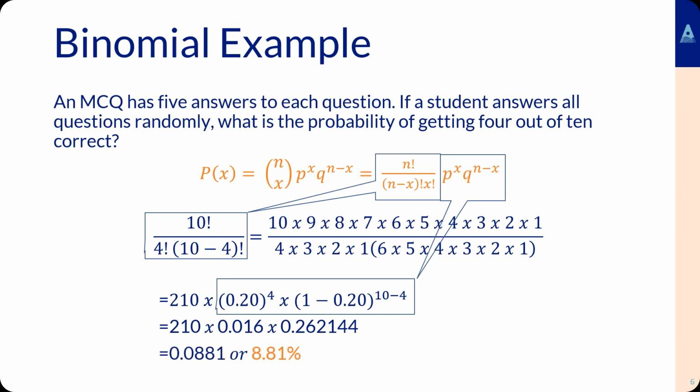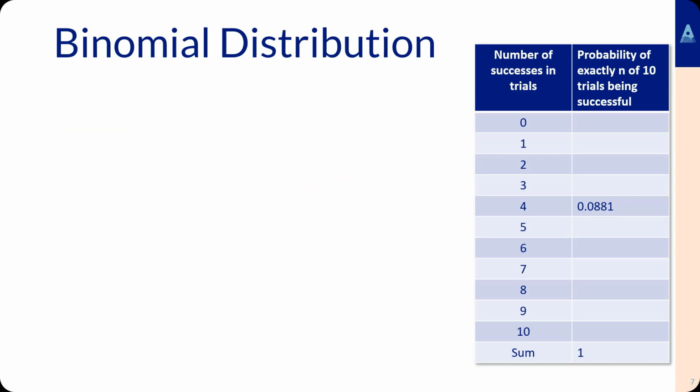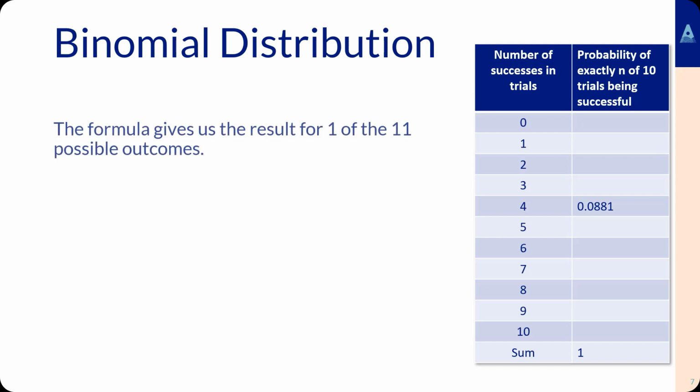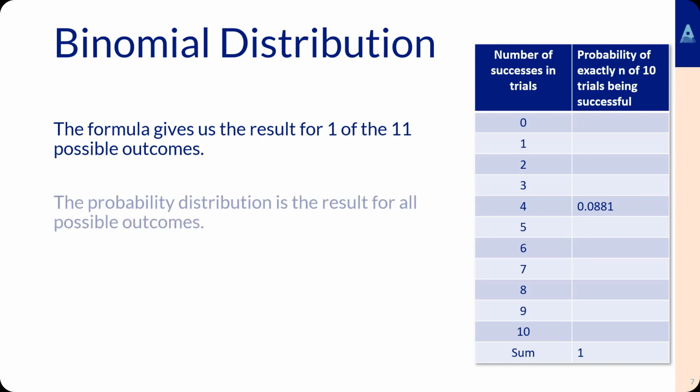So that's the probability of a chain of events which are independent, whereby any 4 of the 10 are correct. It's 8.81%. That formula gives us the answer for where x is equal to 4. So you can see in our frequency table on the right, we get the result for one of the 11 possible outcomes. The outcomes are no questions correct, 1 question correct, all the way up to all 10 questions correct, and we've got the frequency for just one of those outcomes.